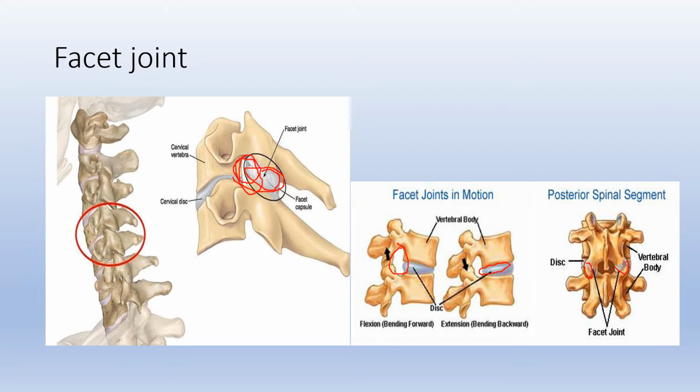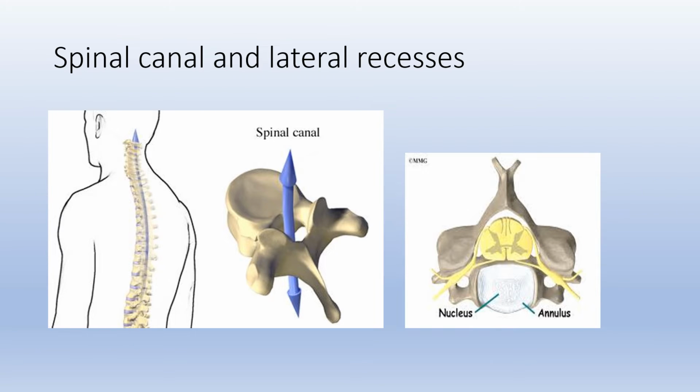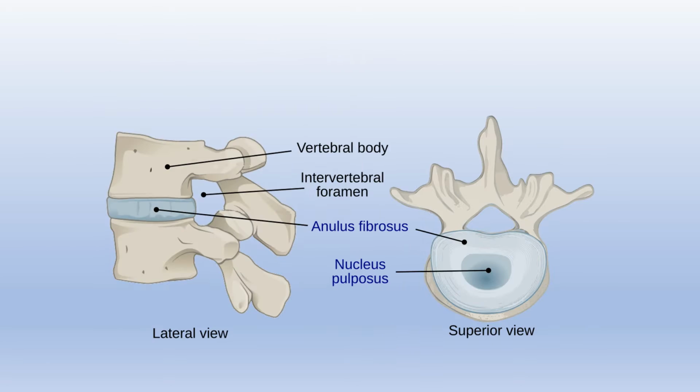We can see the spinal canal. This is the spinal canal, and this is the spinal cord. This is the intervertebral disc. Here are two things. One is the annulus and another is the nucleus. The nucleus is central and the annulus is at the borders of the intervertebral disc. So in the intervertebral disc, we can see annulus fibrosus and nucleus pulposus.